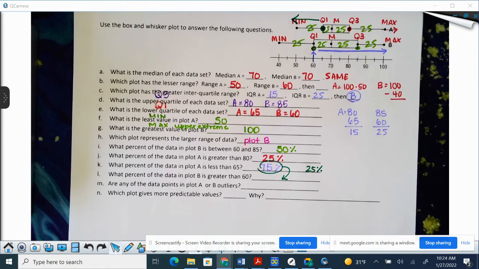Which plot gives more predictable values? So you can kind of discuss this a couple of different ways. As far as predictable values, you could discuss probably plot A, because everything is a little closer together. So if you were to throw a dart at a dartboard and all the extra stuff on the outside sort of went away, then you're going to get closer to the target. If you have a lot of extra space to throw your dart to, it could get further from the target because you have extra space to throw it on the dartboard.